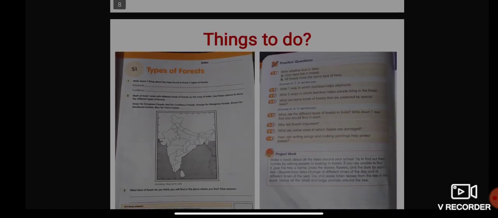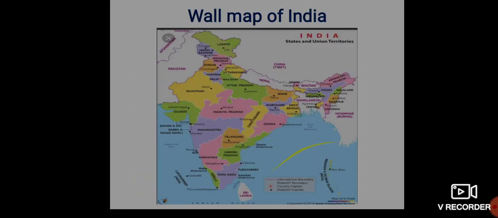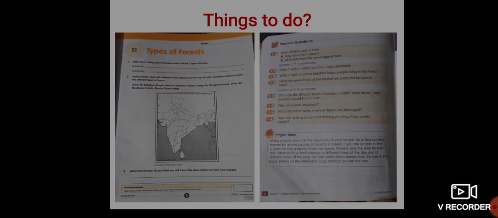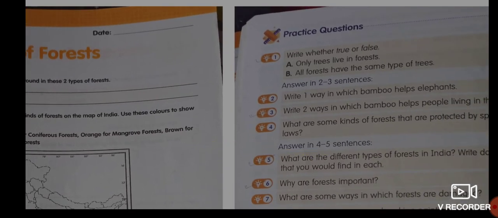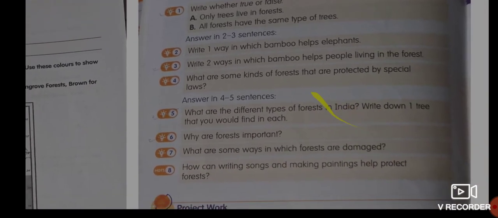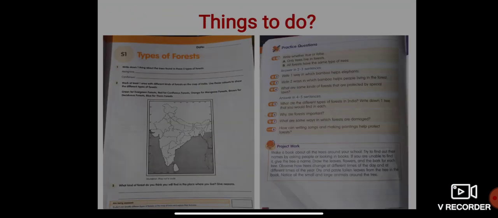Now, things to do. Coming back to things to do, that is your homework. You have to complete your worksheet S1, types of forest, and then complete your practice question number 5. What are the different types of forest in India? Write down one tree that you will find in each. So this is your homework for today. Please write it down in your notebook.